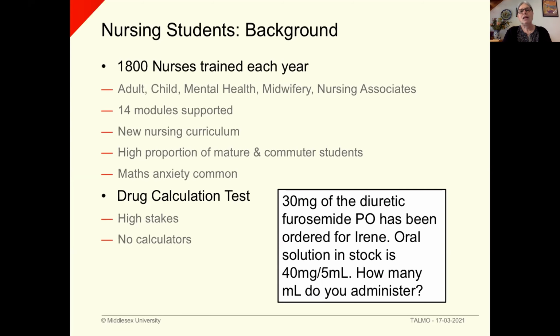Obviously it is really important that they get this right in practice, that they give the patient the right amount, they put the right amount of liquid in a syringe or whatever. And because of that, quite rightly, there is a high stakes drug calculation test usually towards the end of their 2nd year, and they're not allowed calculators for that test. So that adds to the anxiety.